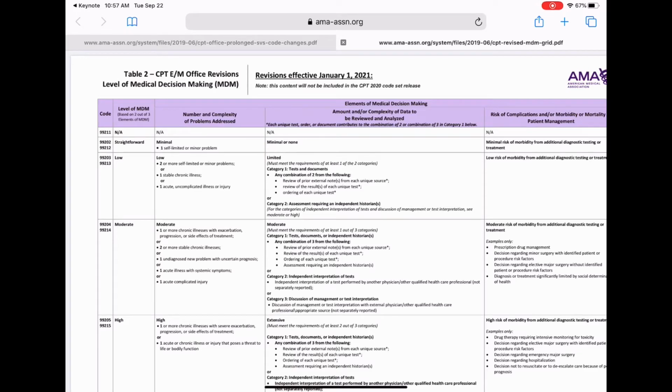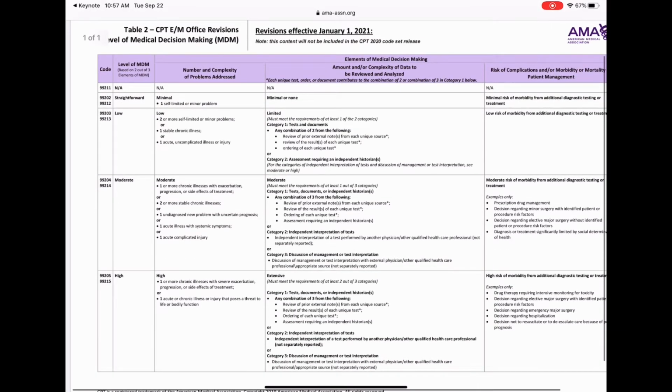I do recommend that you print a copy of this and get familiar with it. It looks familiar. It looks like stuff you've seen before, but there are going to be some differences. So you want to pay attention to that.